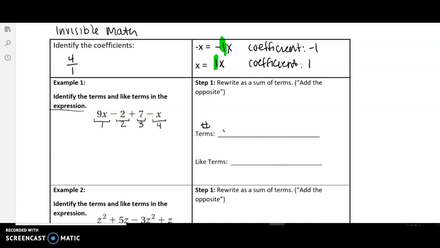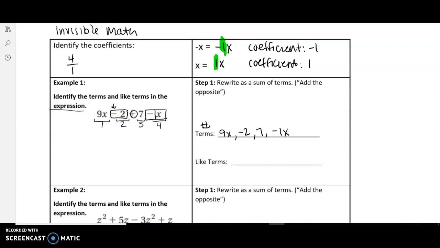So our terms are 9x. Our term number, so whatever sign is in front of it, so just because that's a subtraction sign, we also will consider that a -2. We have a +7 because there's a positive in front of the 7. And then we have a -1x because, like I said, there's a 1 there. And so this whole term is -1x.